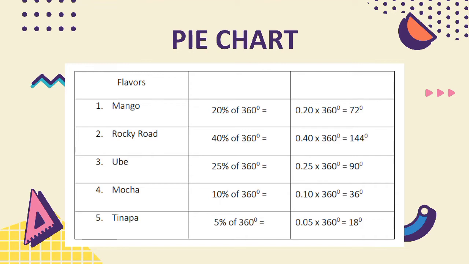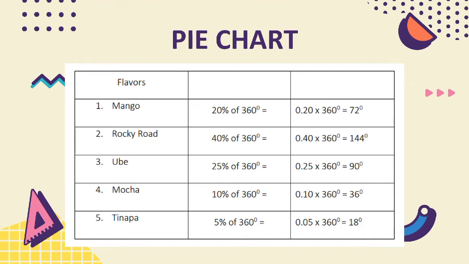So first, mango. 20% of the students chose mango as a flavor. So all we have to do is to multiply it by 360, and that is equal to 72. Same with number 2, Rocky Road, 40% of 360. So, all we have to do is to get the 40% of 360, and that is equal to 144.